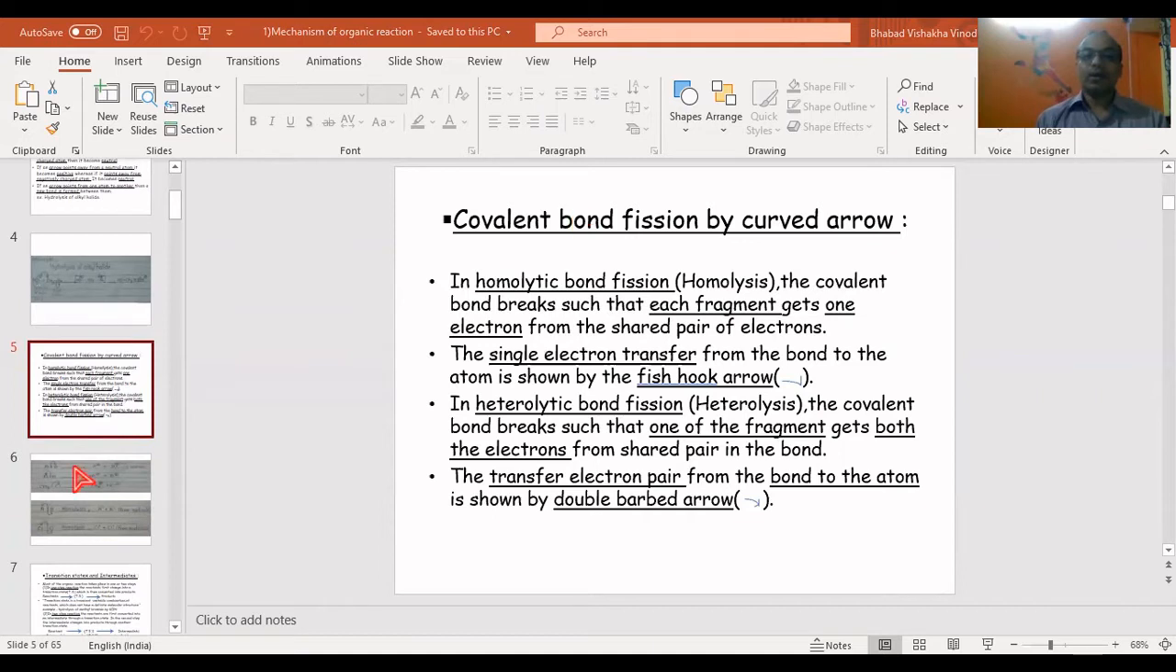In heterolytic bond fission, that is heterolysis, the covalent bond breaks such that one of the fragments gets both the electrons from the shared pair in the bond. The transfer of electrons from the bond to the atom is shown by double-barbed arrows.